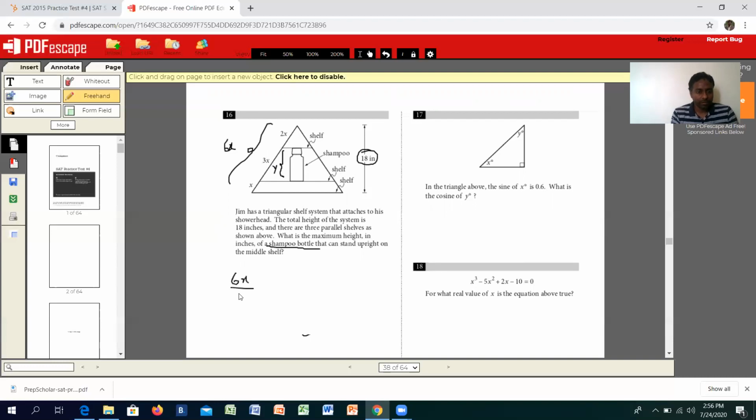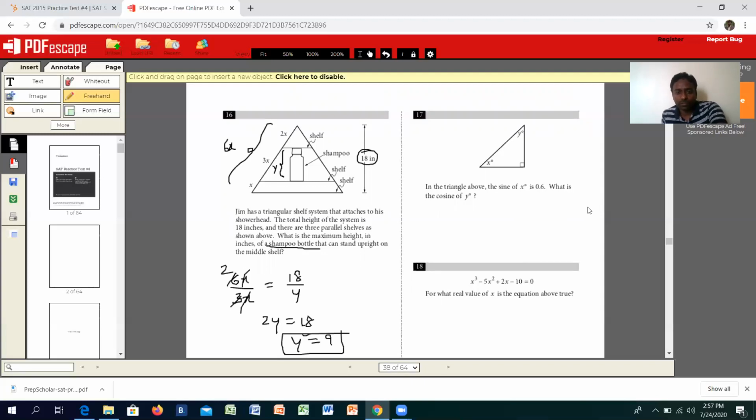So it can be noted down as 6x over 3x is equal to 18 over y, since I said we need to work that out. So this will give me 2. 2y is equal to 18. So y is nothing but half of 18, that is 9.